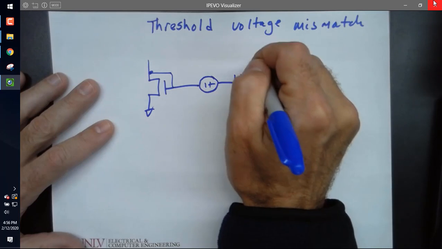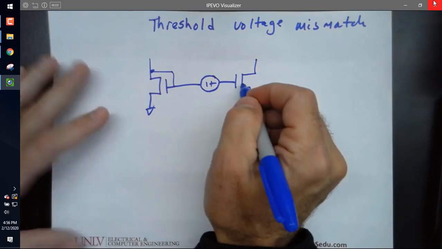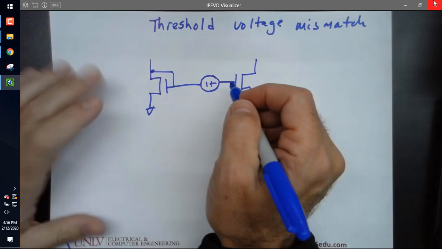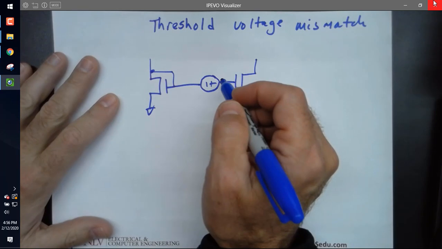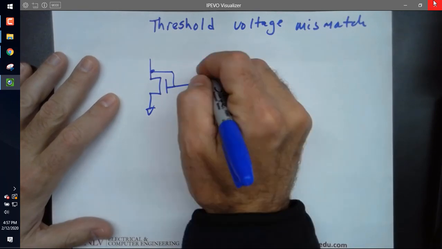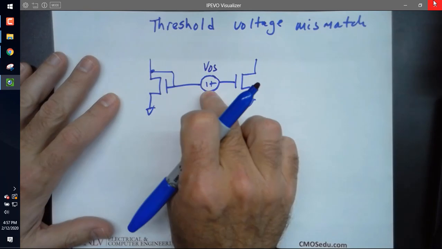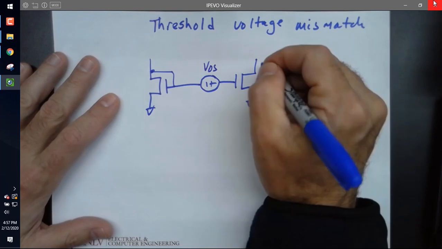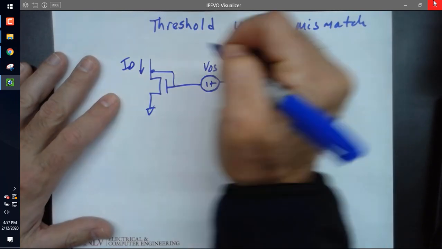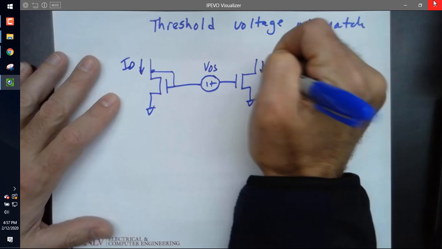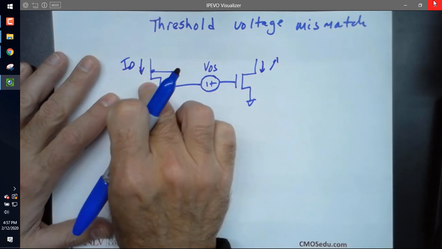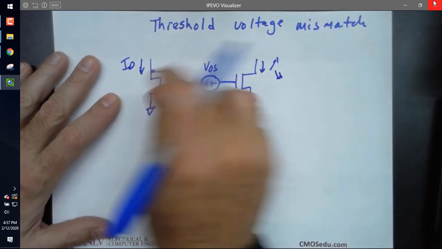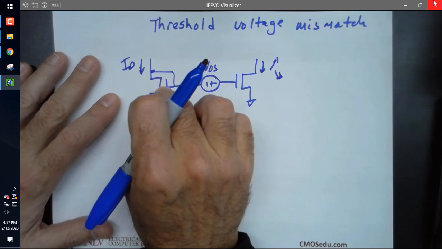And that voltage source, because you don't know if this is going to have a higher or lower threshold voltage, could be higher or lower, right, Sean? All right, so this could be VOS, could be plus 20 millivolts or minus 20 millivolts. Okay, and what does that do to the current here? If I have ID going down here, that could cause this current to be greater than this one, or this current to be less than this one. Does everybody see how I'm modeling that?